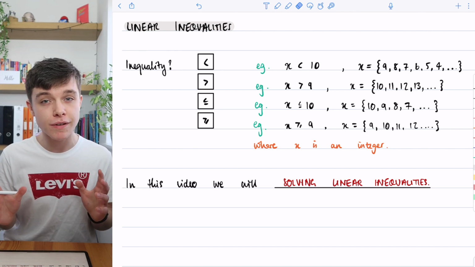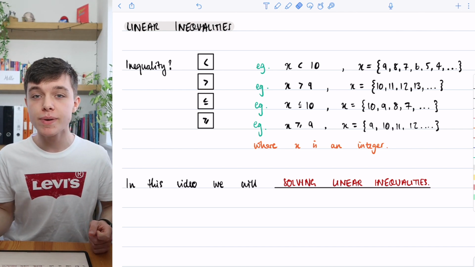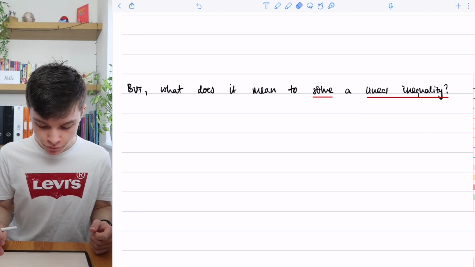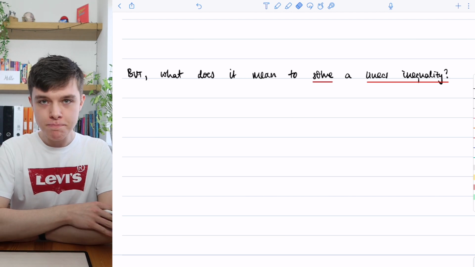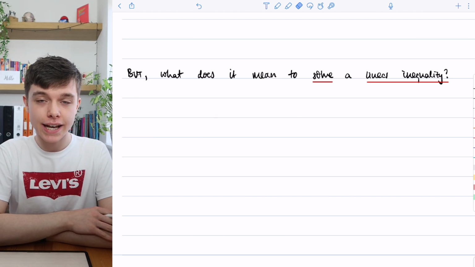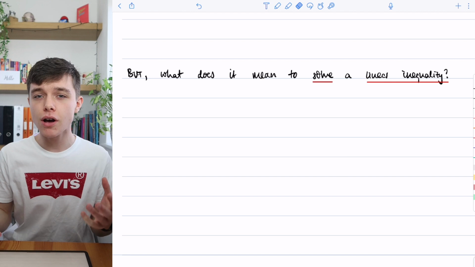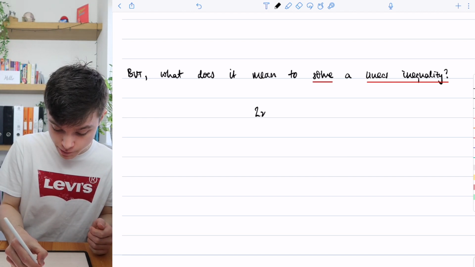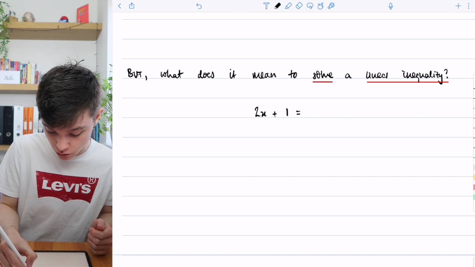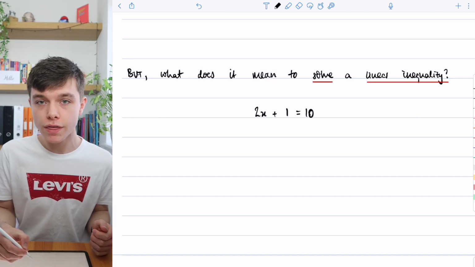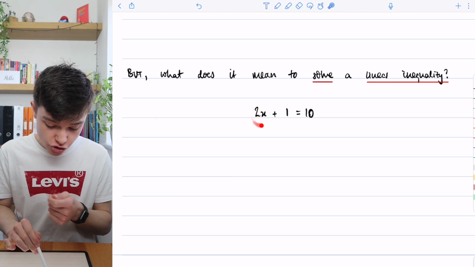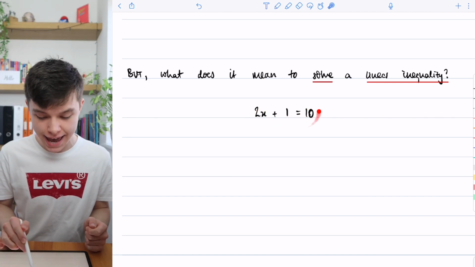You probably have done this before at GCSE, but it comes up again at A-level, and you need to be able to do it. So, first of all, we have to think, what does it mean to solve a linear inequality? We know what it means to solve a linear equation. An equation, for example, being 2x plus 1 is equal to 10. We know what that means. We're trying to find the value of x that we can substitute into here to get 10, okay?